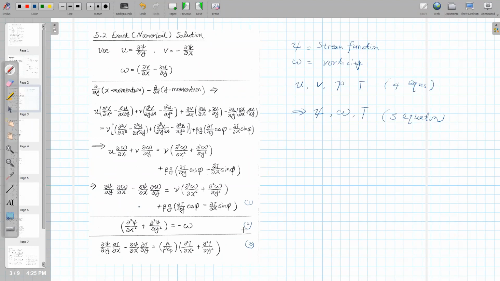You can even consider that the second equation is not really an equation, because you can substitute omega from the second one into the first equation, into each place where omega appears, so that the unknowns are only psi and T. You only have 2 equations to solve, 1 and 3. This is just a substitution of omega.